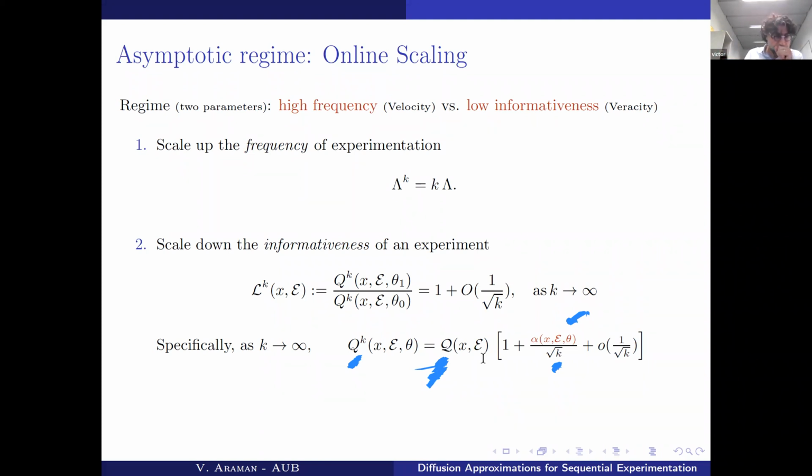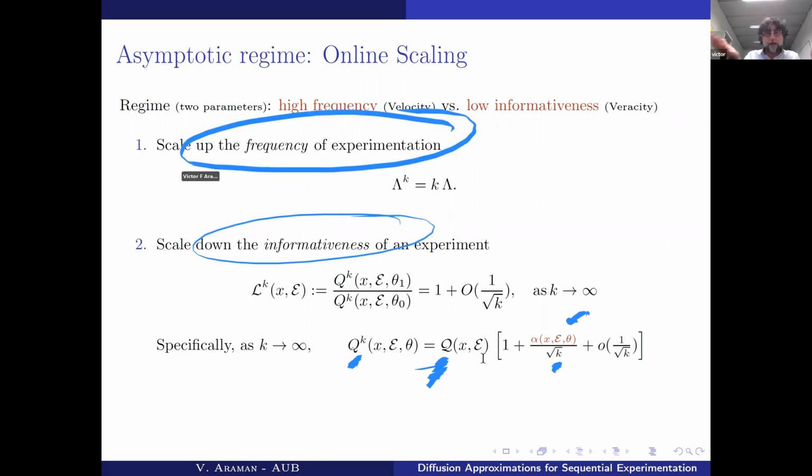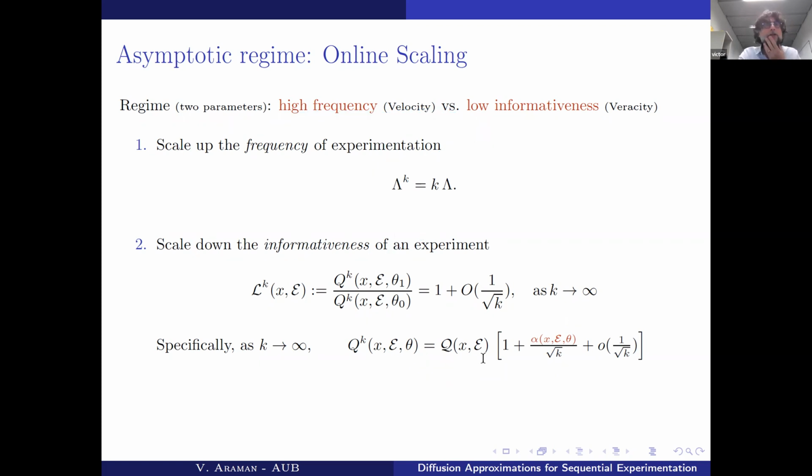But of course, you're not going to let this go to infinity alone. You're going to let this go to infinity at the same time as this. So hopefully at the limit, you have something quite interesting happen. All right. Any question here? All right.